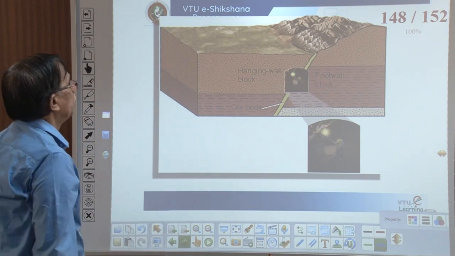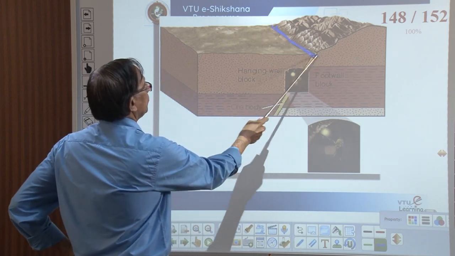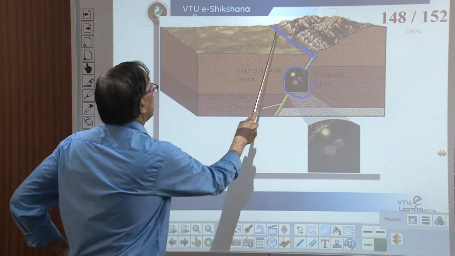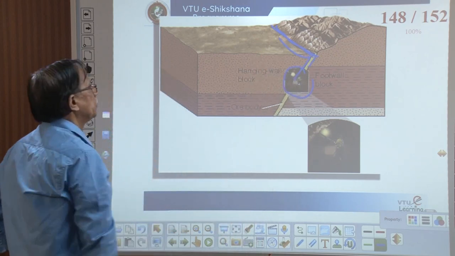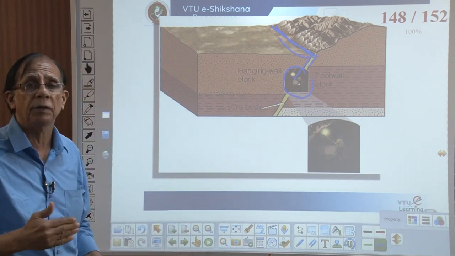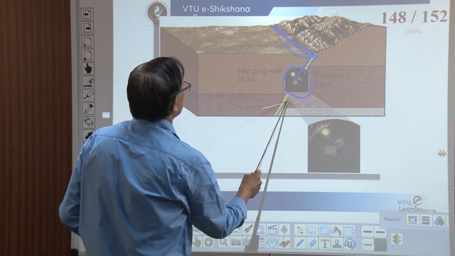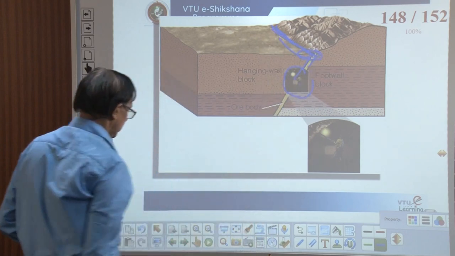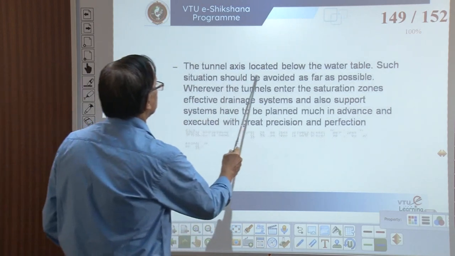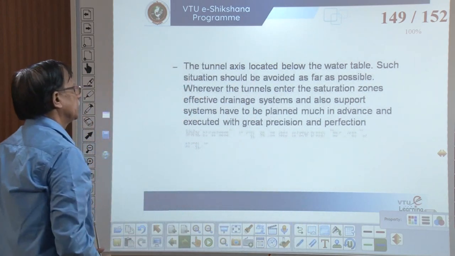See, another problem. We may have a river valley, because this is a faulted zone, all along the fault we do find a river. And if the tunnel passes through the fault zone, heavy seepage of water into the tunnel takes place. And additional care is required. An enormous quantity of water comes into the tunnel, and whatever program we have taken is not adequate. Here also we have to take precaution. So additional precautionary measures are required. A tunnel axis located below the water table is the worst. Such a situation should be avoided as far as possible.